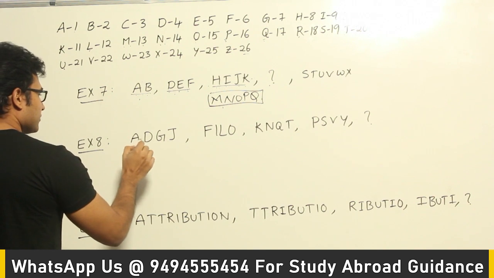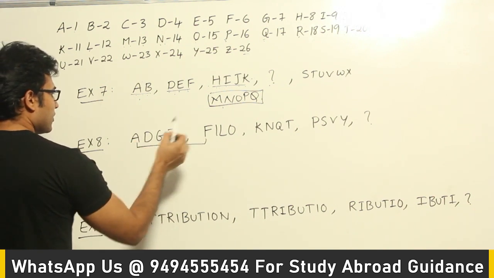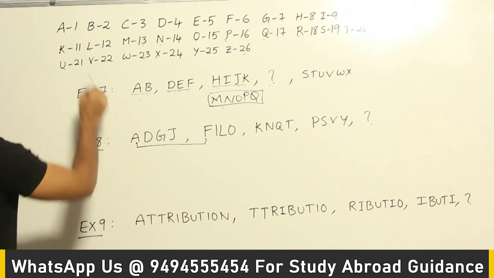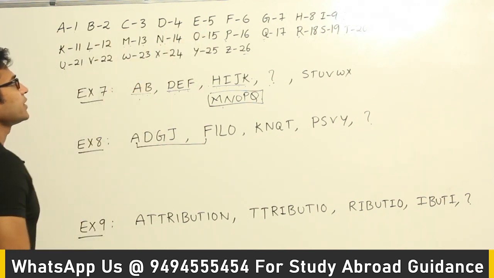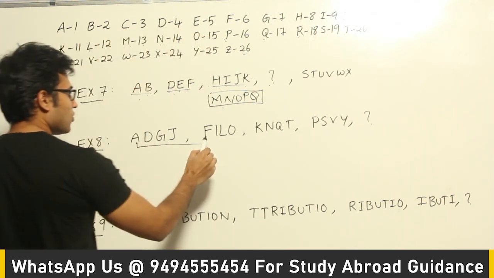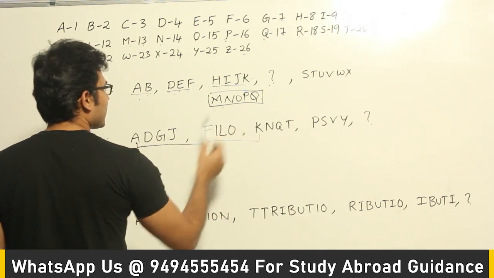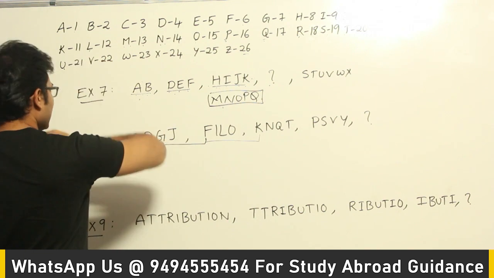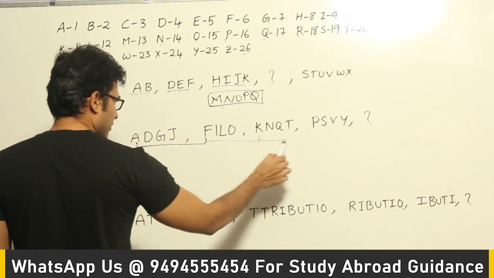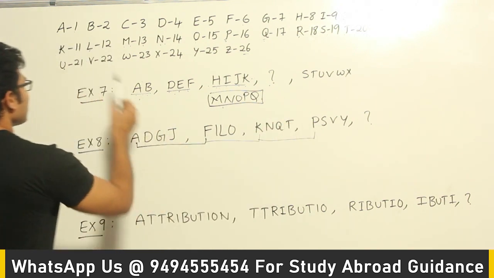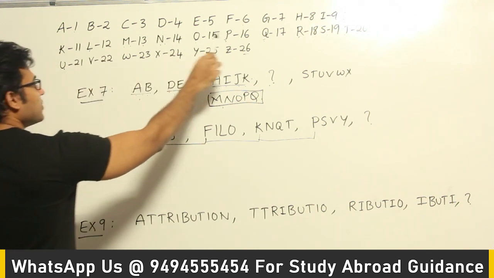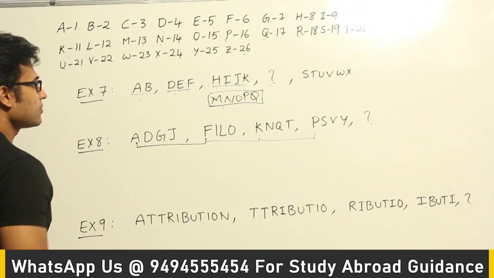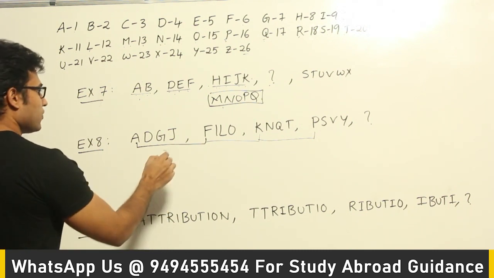The first one here is A and the first one here is F. So if you see the difference between A and F, it is 5, isn't it? So again from F to K, again it will be 5. Check it. F is 6 and K is 11. Therefore again it is 5. And then K to P, again it will be 5. So K is 11 and P is 16. So every time it is increasing by 5, right? So here 5, 5, 5.